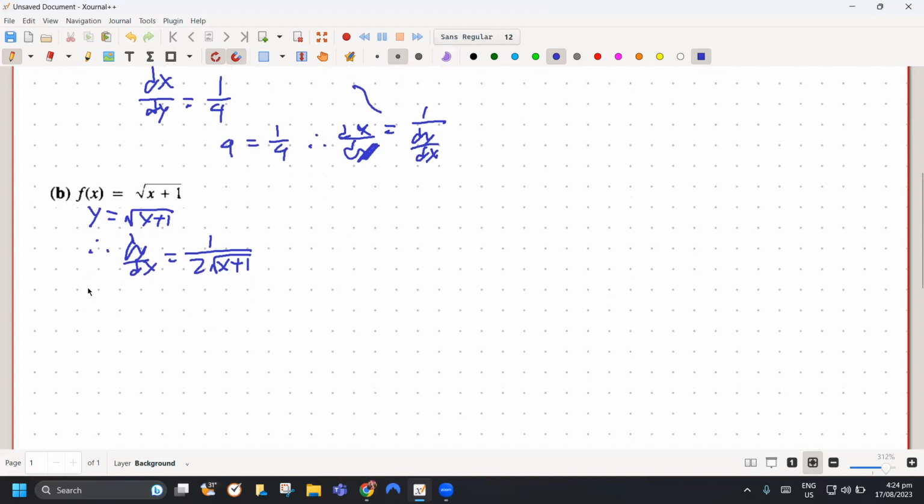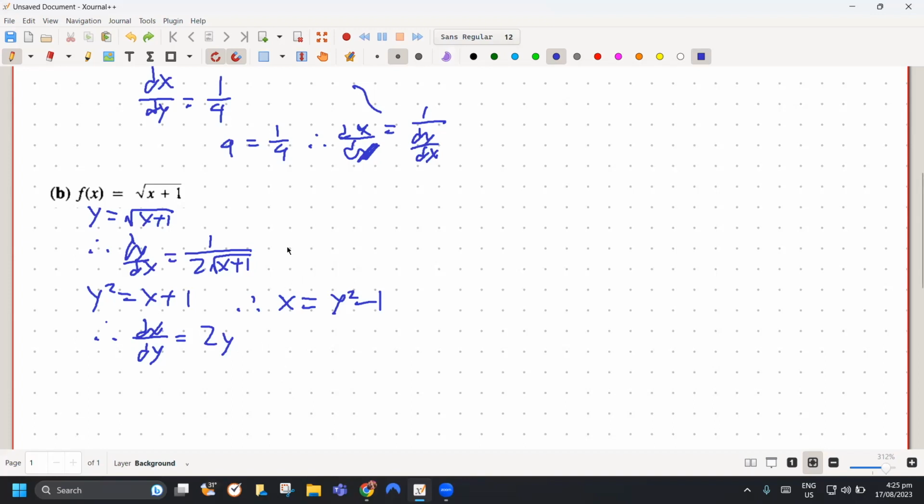So, y squared equals x plus 1. Therefore, x is y squared minus 1. Okay. So, ang dx/dy ay... teka, bakit 2y, ba't may minus 1? 2y lang.